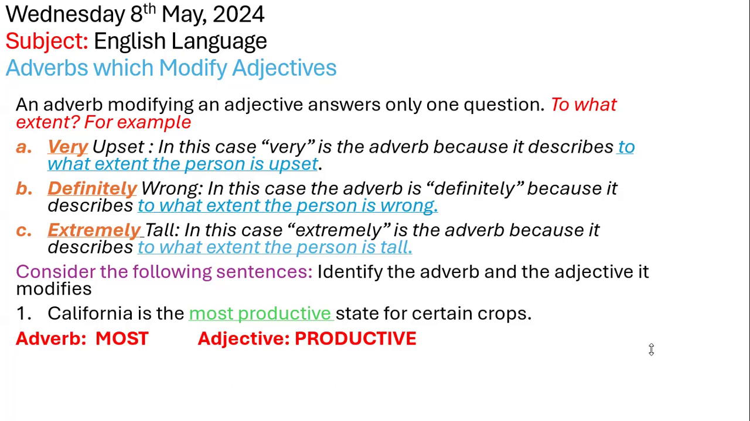Okay, so read number 1. California is the most productive state for certain crops. Very good. So what is the adjective? Productive. What is the adverb? Most. So most is going to tell you to what extent the crops are productive. That's why it's the adverb. Okay, so let's do another question.